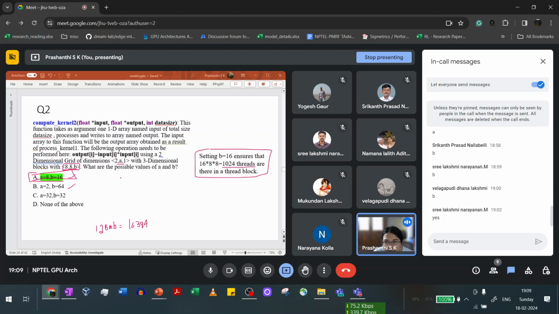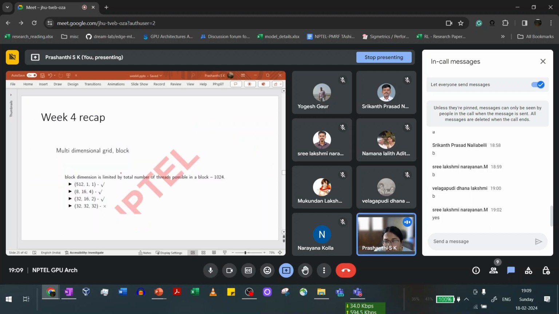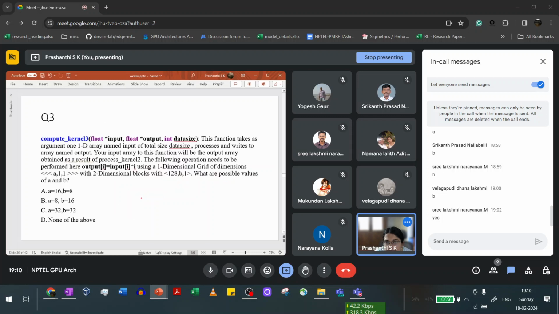Okay, let's continue. So a quick recap from this question. Hope it was clear to all of you. But the block dimension is limited by this constraint of the total number of threads possible in a block, which is 1024. So here are a few examples. 512 into 1 into 1, less than that. 8 into 16 into 4, again less than that. 32 into 16 into 2 again works, but all 32s doesn't work. So this is something you have to keep in mind for all questions. With that, let's move to the next question.